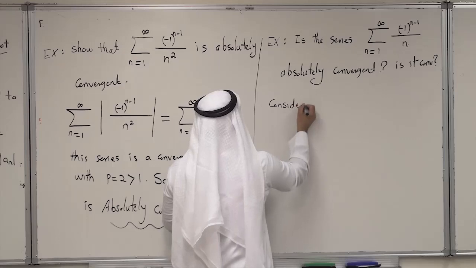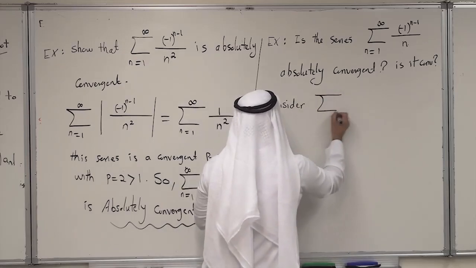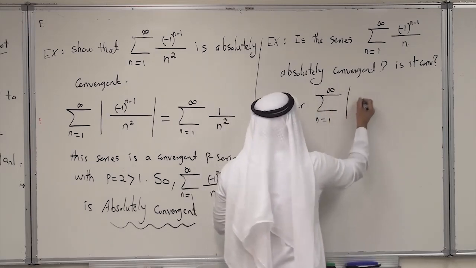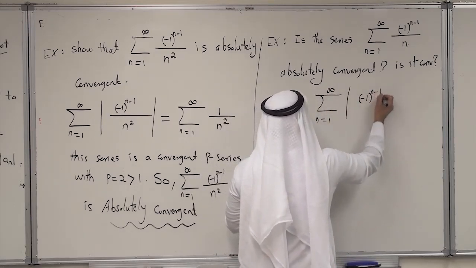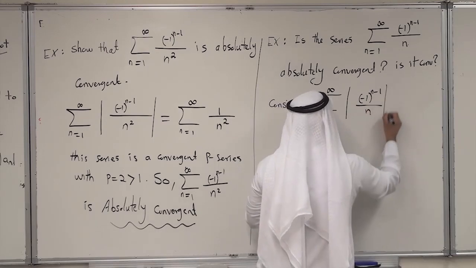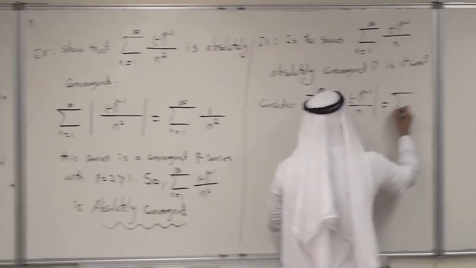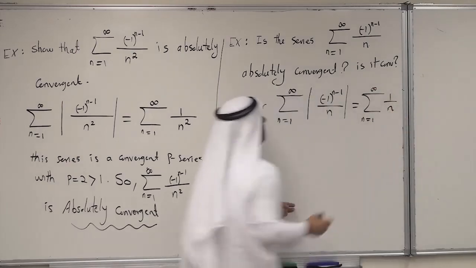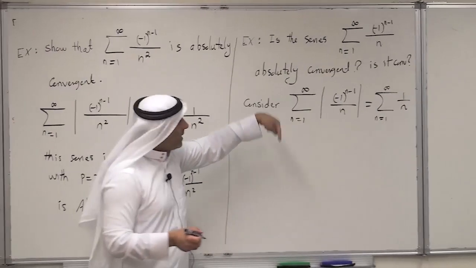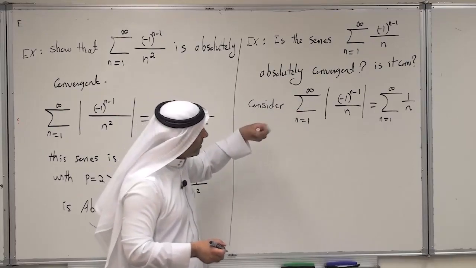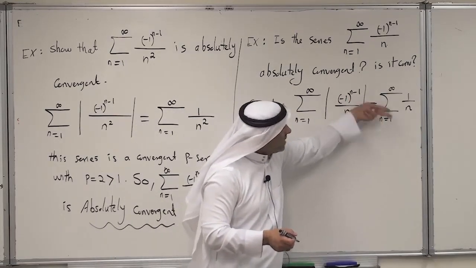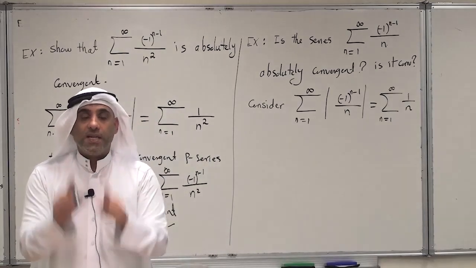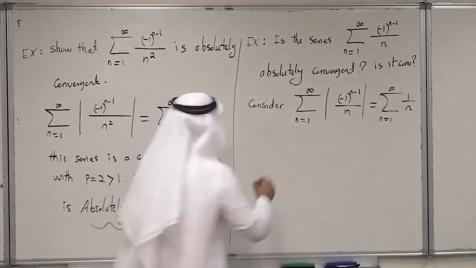The series with absolute value, so this is the summation here, n equal to 1 up to infinity, and then I take the absolute value of (-1)^(n-1) divided by n, and clearly this will give me the summation of n equal to 1 up to infinity of 1 over n. Now, this is a very famous series called the harmonic series, or you can call it a p-series with p equal to 1. And both will give you the same conclusion that the series is divergent.